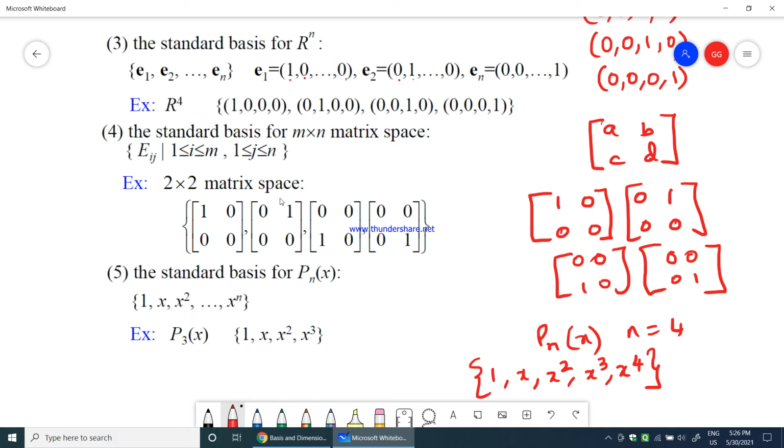Now here you can see an example: P3 of x, when n equals 3, you get 1, x, x square, x cube; it ends at x cube. So these would be the 4 different standard basis vectors that we have for a polynomial when the degree value n equals 3. So this would be the basis and the definition of what a basis is in any given vector space.